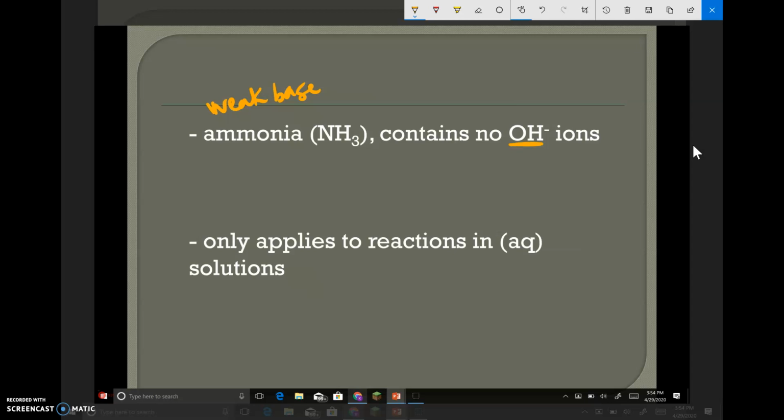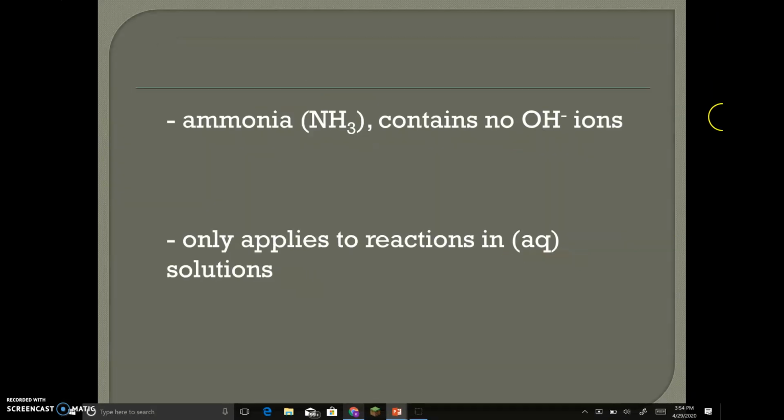The third limitation is that Arrhenius only applies to reactions in an aqueous solution. So that means in a water solution. So that means that a solid state or a gas state would not be considered an acid or a base. We couldn't have those because it wasn't in an aqueous solution.